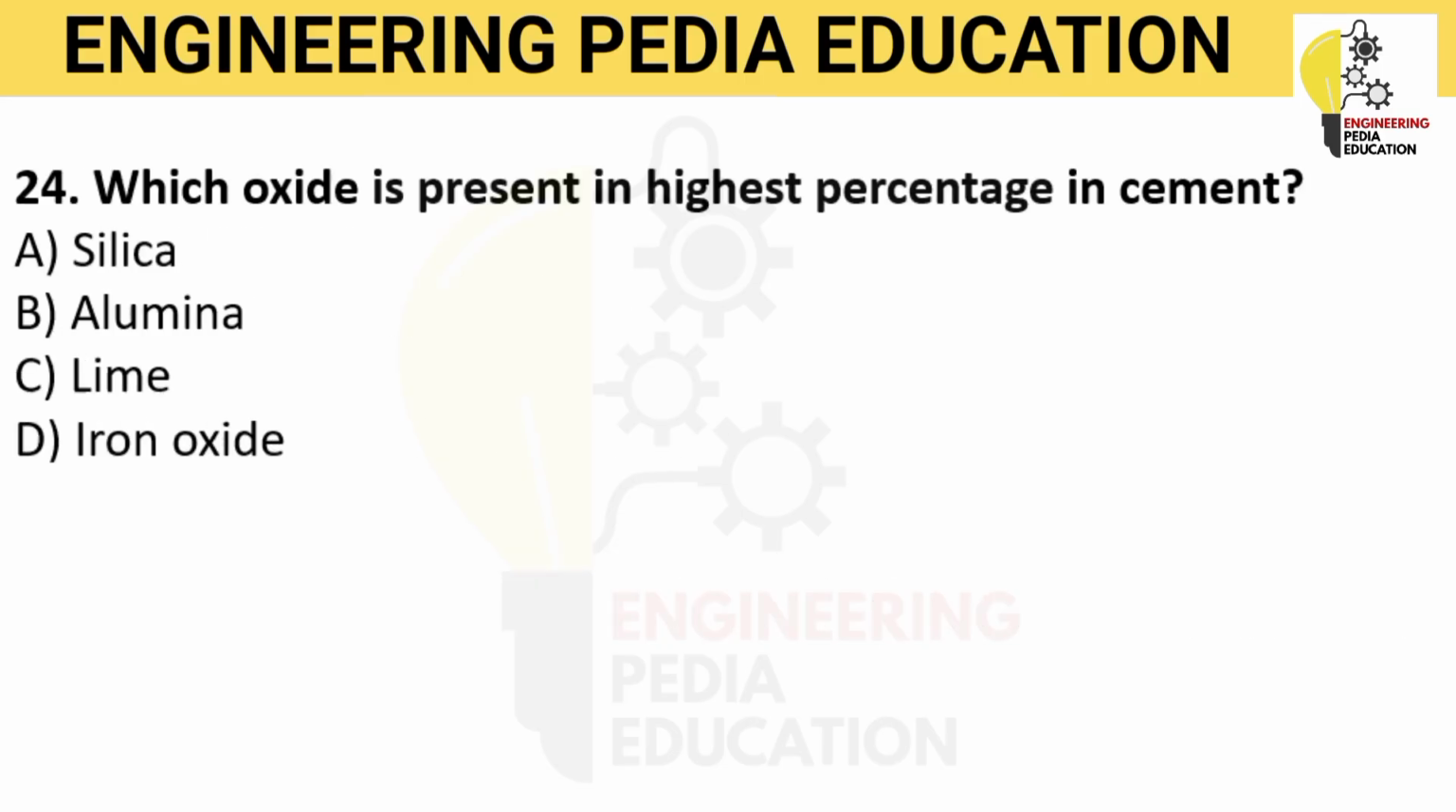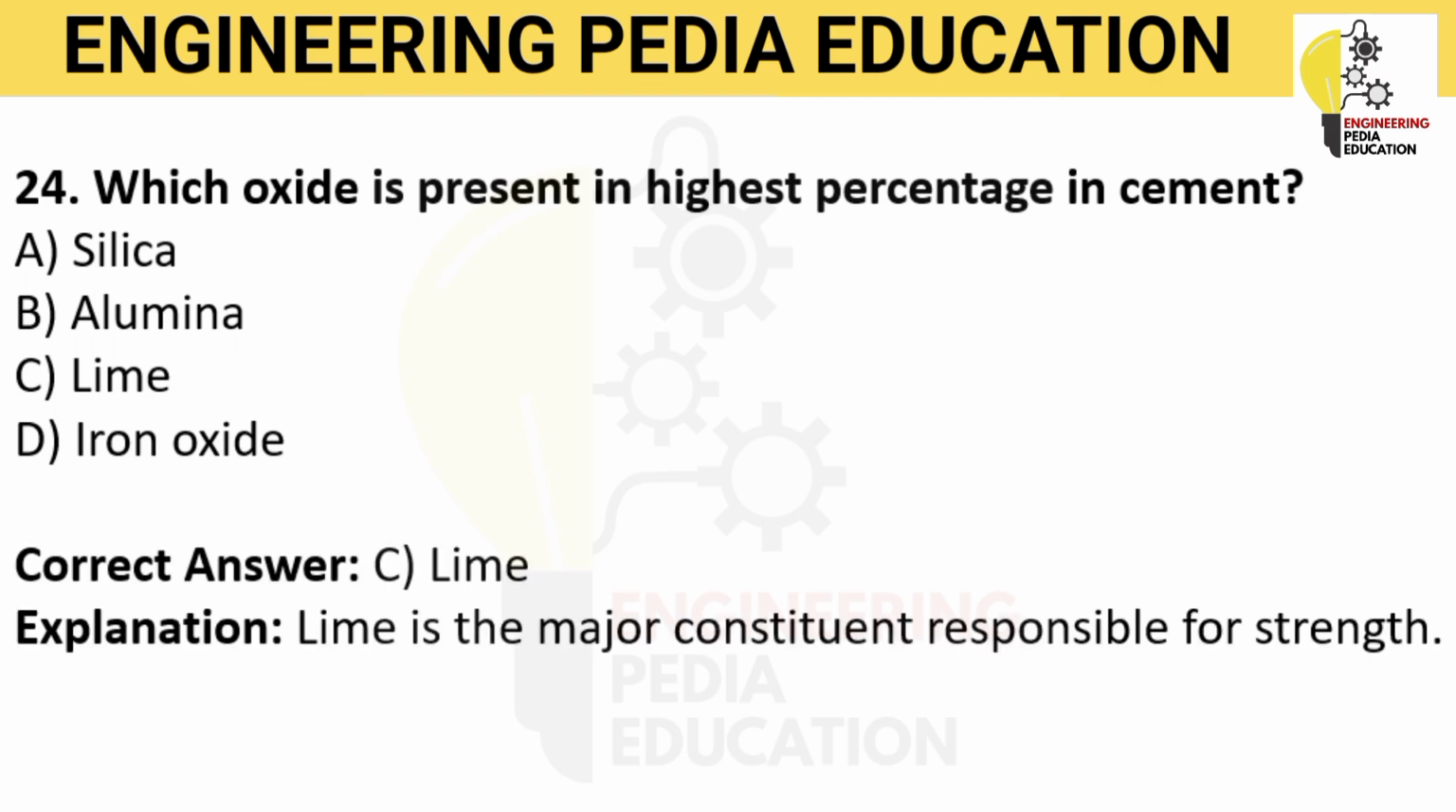Which oxide is present in higher percentage in cement? Options: silica, alumina, lime, iron oxide. So the correct answer is lime. Lime is the major constituent responsible for strength. Its percentage is somewhat 60 to 67%. Its function is that it gives strength to cement and helps in formation of compounds like C3S, C2S. It is responsible for soundness and setting property of cement. Lime is present in higher amount.